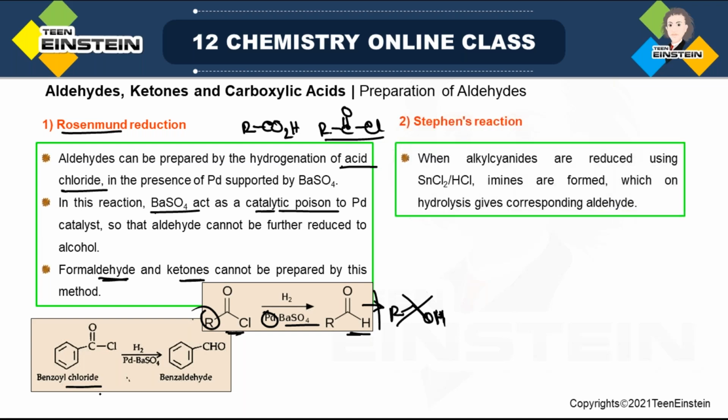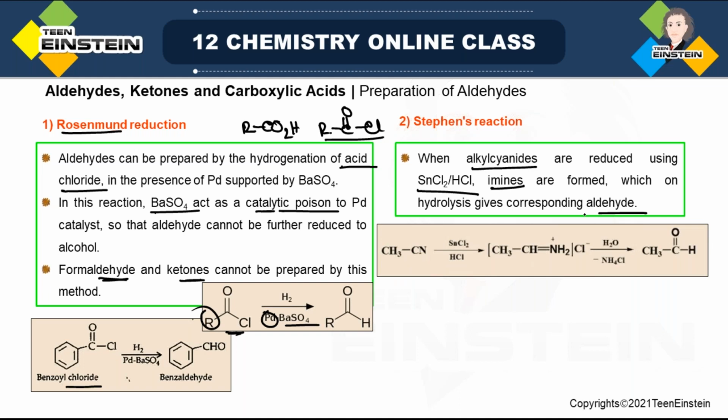Next method, Stephen's reaction. In this case, the starting material is alkyl cyanide. When alkyl cyanide is reduced, the reducing agent is SnCl2/HCl. First, there is formation of imine, C double bond N. But imine is not our desired product. We want aldehyde because these are preparation methods of aldehydes. So after the imine intermediate is formed, you have to do hydrolysis. Then you get the actual product, which is aldehyde. The alkyl cyanide general structure you can write as RCN, but here we have taken CH3CN. In the presence of SnCl2/HCl, first there is imine.